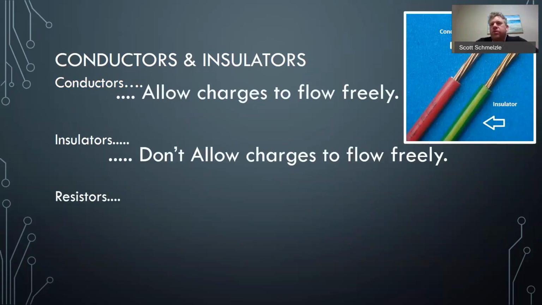Insulators don't allow charge to flow freely. Insulators are your plastics, your rubbers, some glass, some ceramic. These are going to block the flow of the charge. If you look at that wire there, that's the plastic or the rubber bit on the outside of it, right? This is the stuff that when we pull out a plug, we want to be able to touch, the insulators. We do not want to touch the conductors.